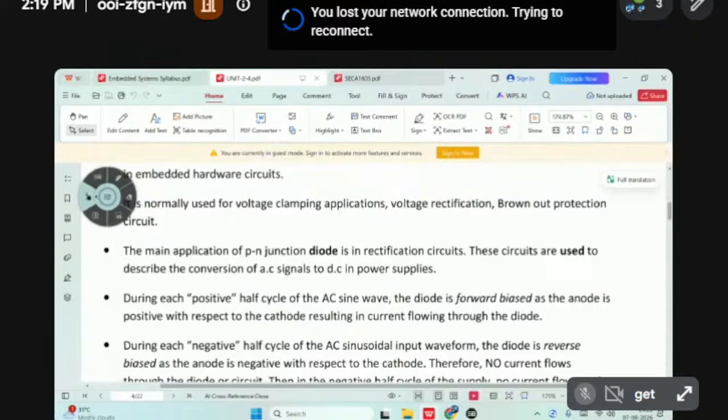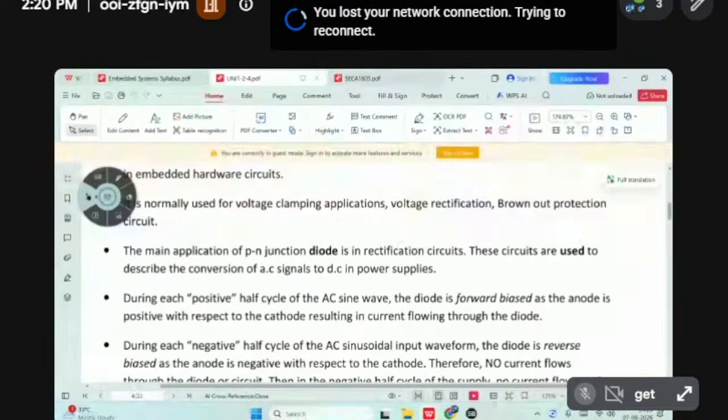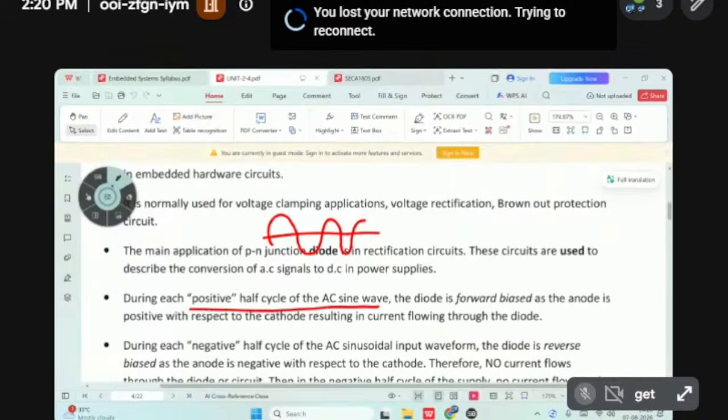As well as for the analog signal, we have the positive signal as well as the negative signal, right? So during each positive half cycle of the AC sine wave, positive signal, negative signal, right? So this is the positive signal. During each positive half cycle of the AC sine wave, the diode should be in the forward position.